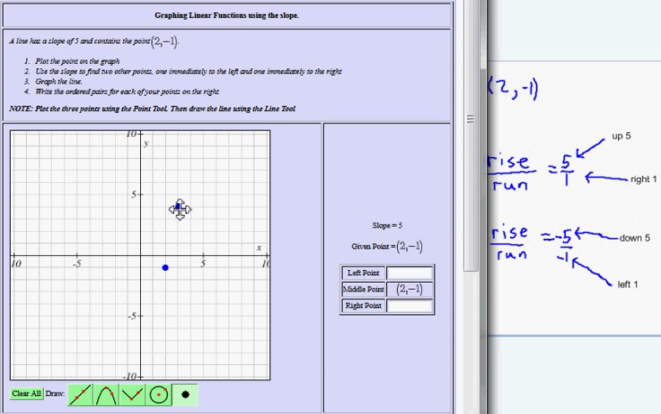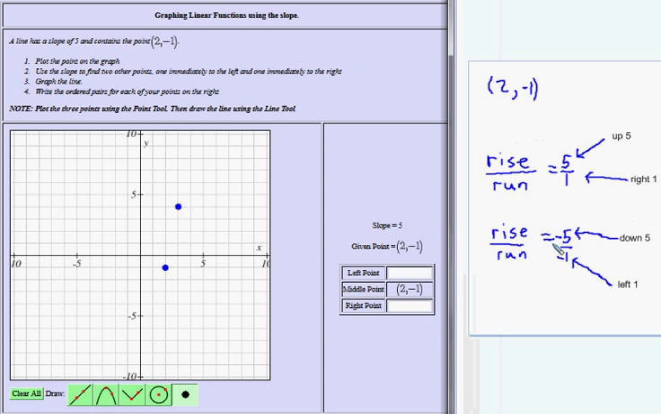To get a point to the left, you need a negative run. So what I've done over here on the slope is I've made the run -1. That's the only way you're going to be able to move left. But if you make the 1 negative, you need to make the 5 negative as well. You're not allowed to change the value of the slope. -5 over -1 has the same value as +5 over +1. Two negatives, when you divide them, make a positive.